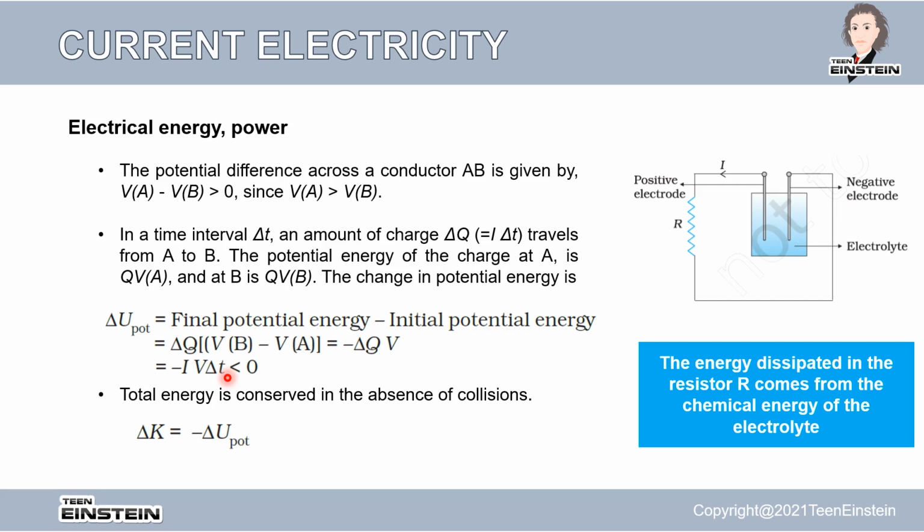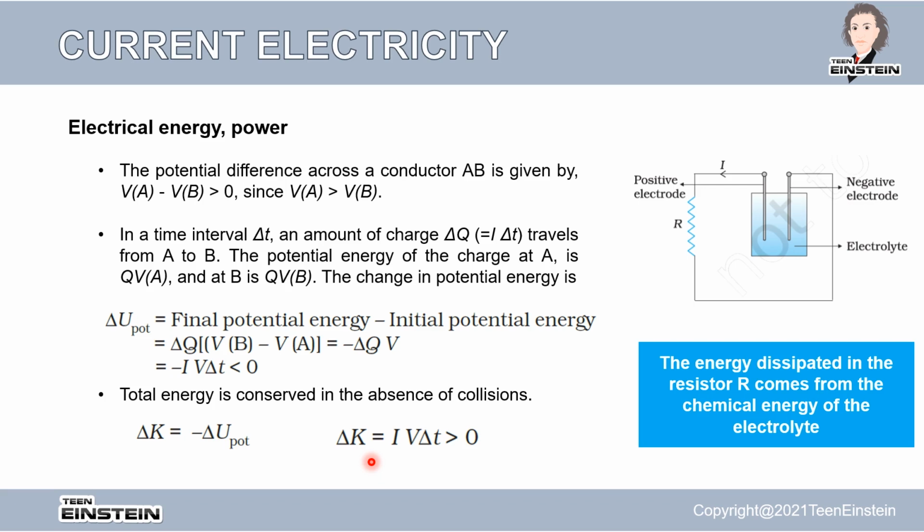Now delta K becomes minus delta U. Then we substitute the delta U value here, so delta K becomes I V delta t, which is greater than 0. That means the kinetic energy is increasing. So what we learned is that when a charge goes from point A to B in a conductor, if the charge is losing potential energy, the charge is gaining kinetic energy.